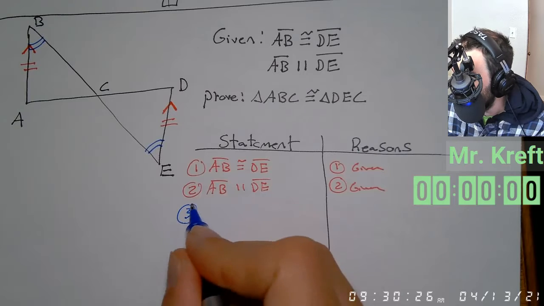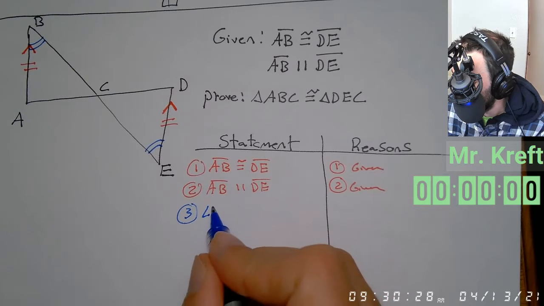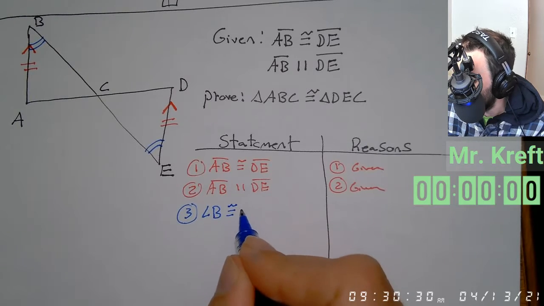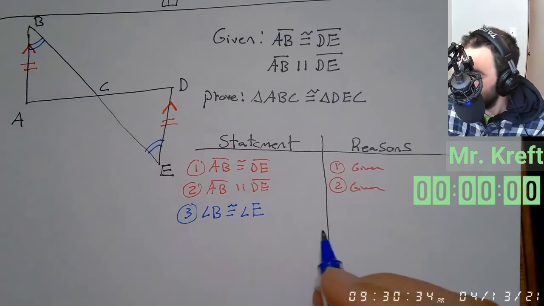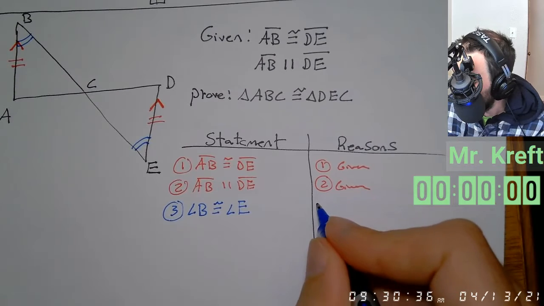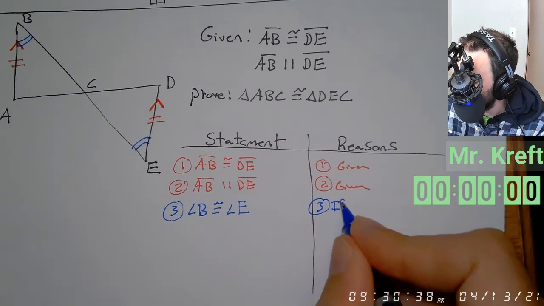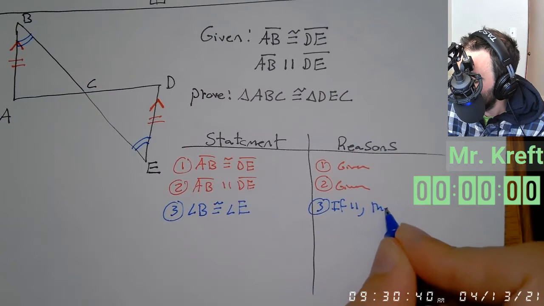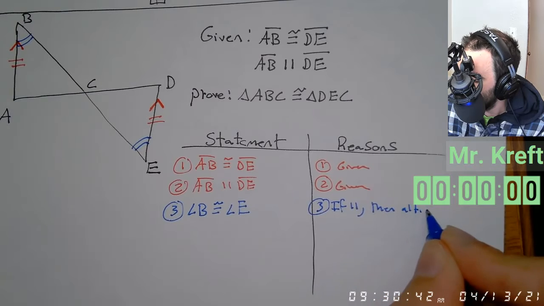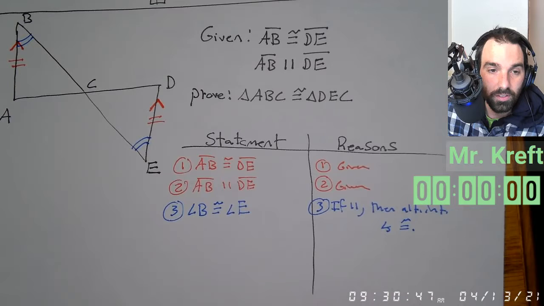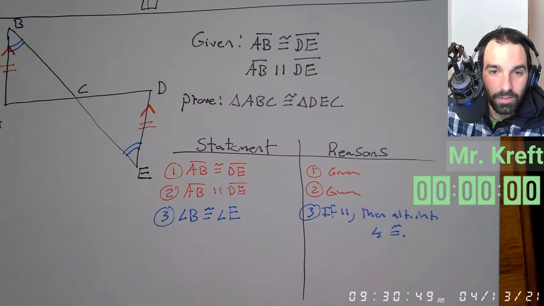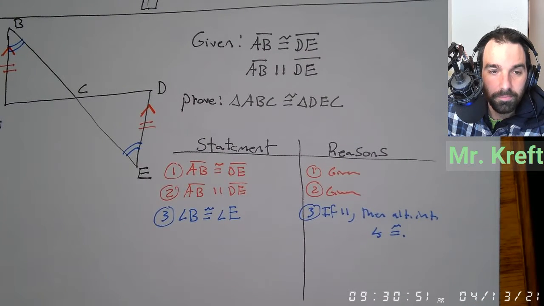So I'm just going to go ahead and write down this first one. So angle B is congruent with angle E, and we can just use one letter because there's only one angle there. So we can use that shortcut. And then for my reason, I'm going to write if parallel lines, then alternate interior angles are congruent. Sorry, I got a little shorthand going there. Turn off that, it's getting in the way.